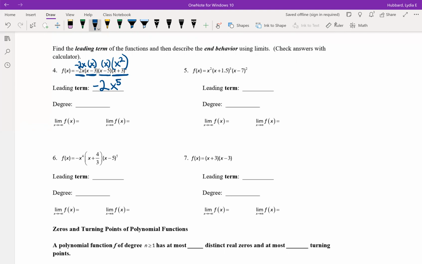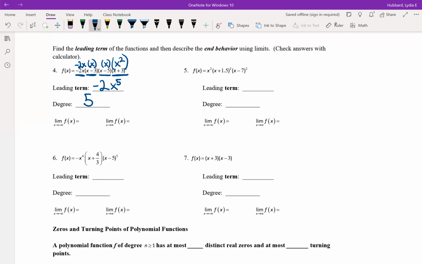Okay, so that's what I'm trying to find. So the way I do that is just by taking the highest degree of each one of those factors and multiplying them out. We're not going to distribute the whole thing out. We don't need to do that. That's doing entirely too much. And my degree here is going to be 5 because I'm taking the degree of that leading term.